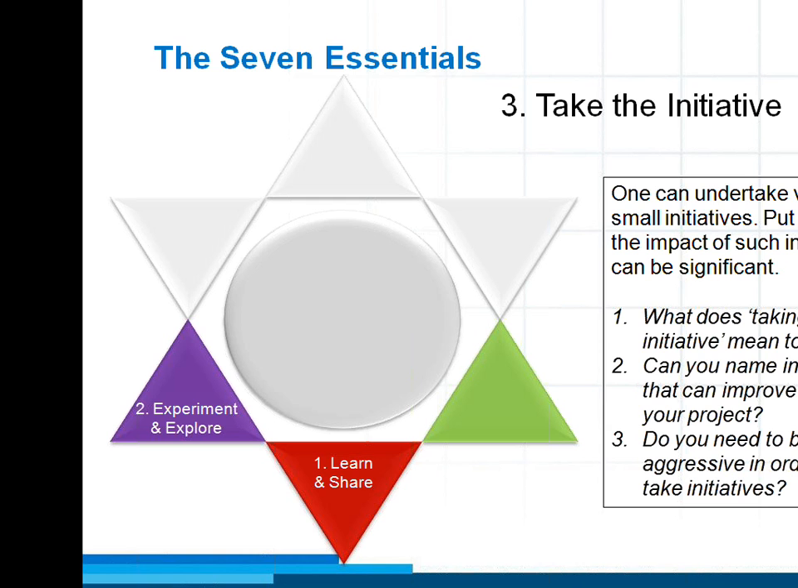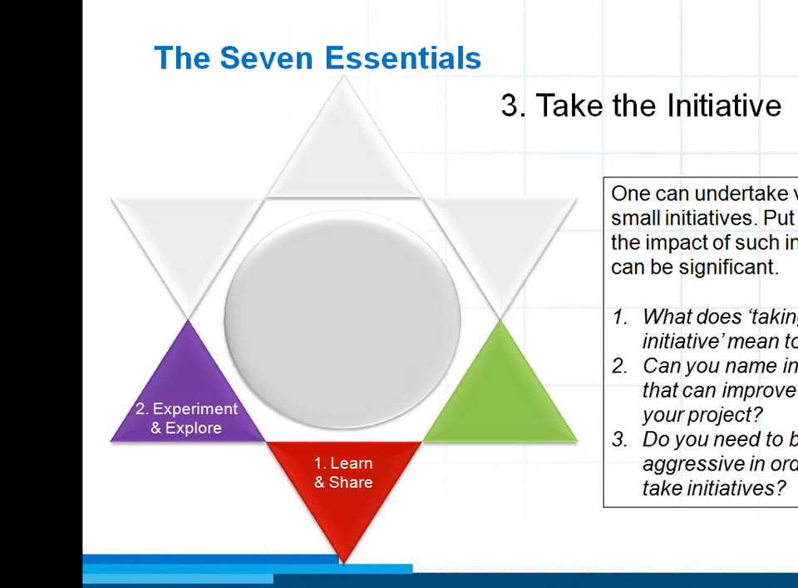But intuitively, we perceive initiatives as big projects seeded with great ideas aimed at making a technology breakthrough or a management breakthrough. That is how we perceive. That is wrong. We can undertake very small initiatives, and when you combine all such small things, the end result can be significant. So now you have to ask these questions and find answers.